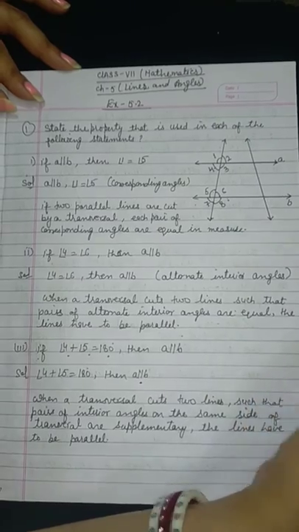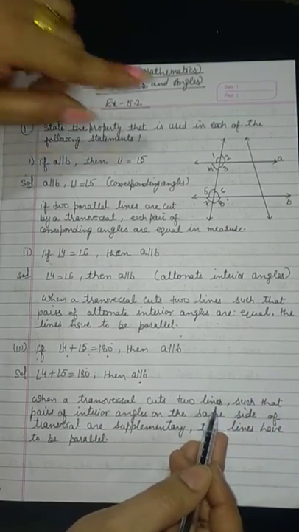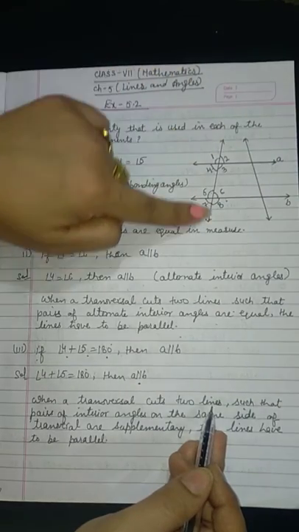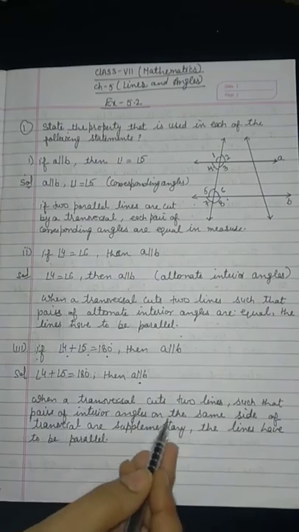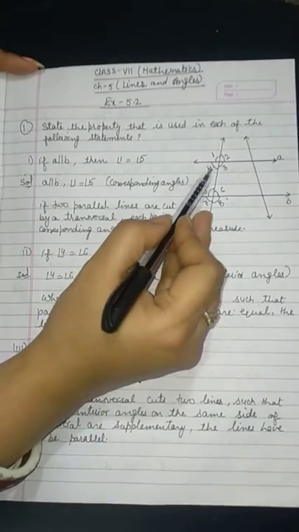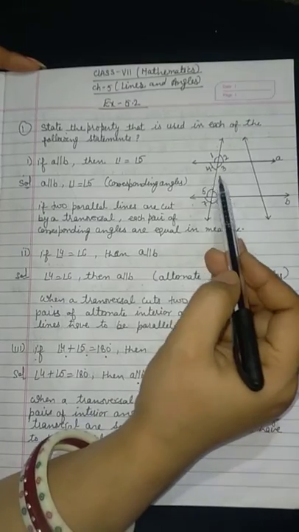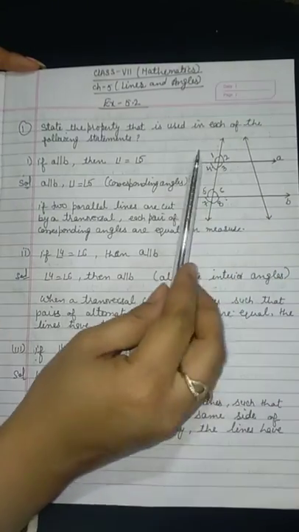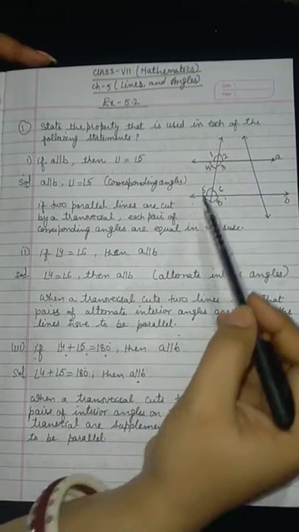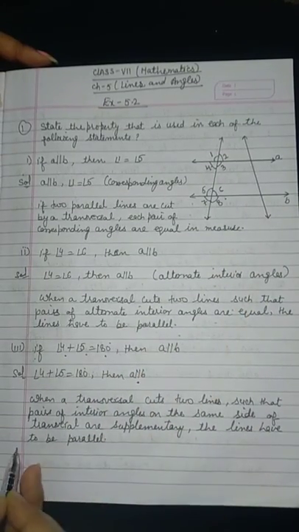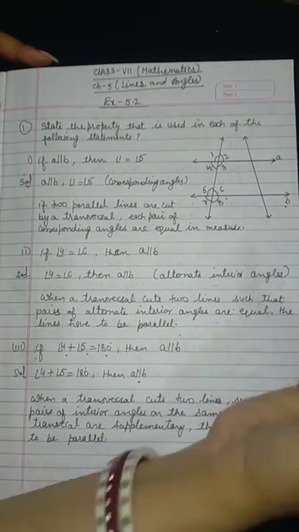So what we write here is: when a transversal cuts two lines, this one being the transversal, such that a pair of interior angles on the same side, see here 4 and 5 are both interior angles lying on the same side of the transversal, are supplementary, then the lines have to be parallel. So it means A must be parallel to B.